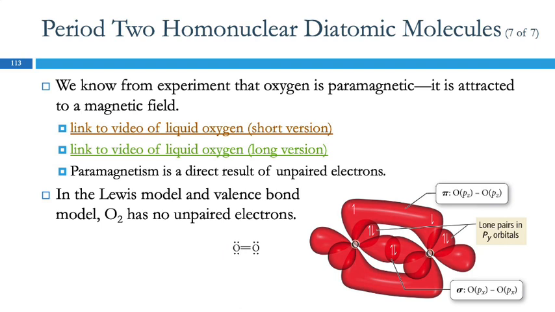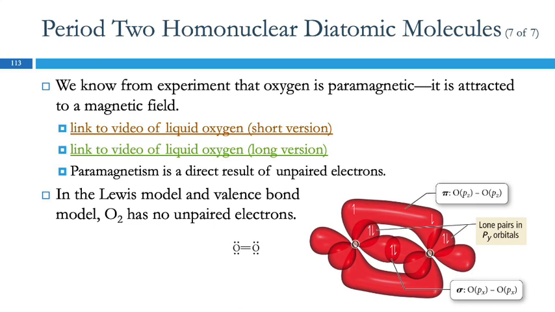So oxygen is paramagnetic. That's why liquid oxygen stuck between the poles of the magnet instead of pouring right through, like you would expect a liquid to do, and like the liquid nitrogen did. It just went right through. Well, paramagnetism is a result of unpaired electrons, right? So this is our first example showing why molecular orbital theory is better than valence bond or Lewis theory.